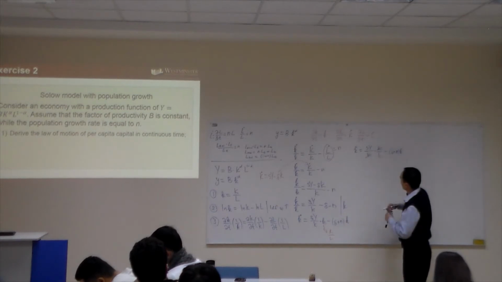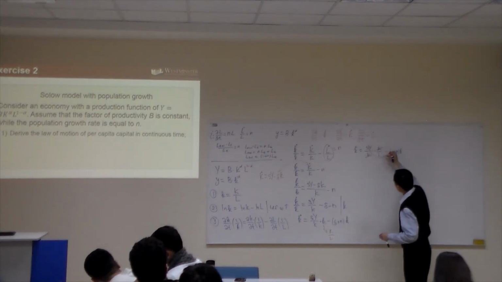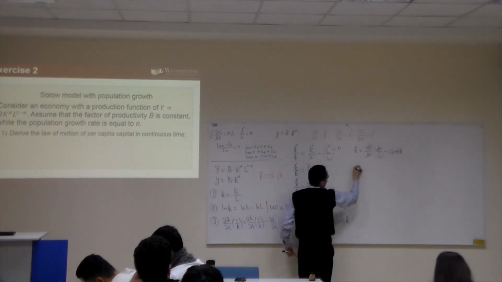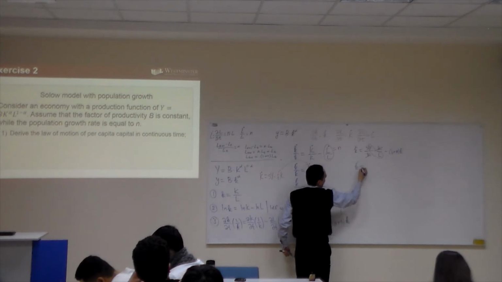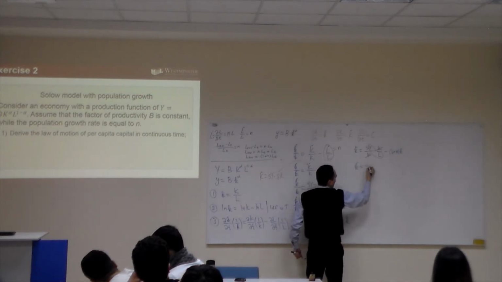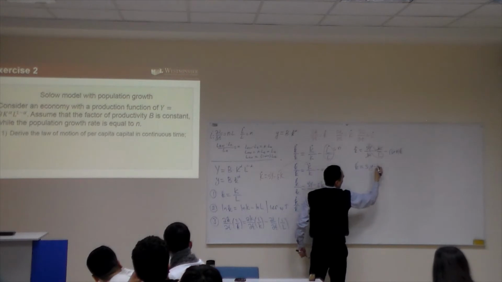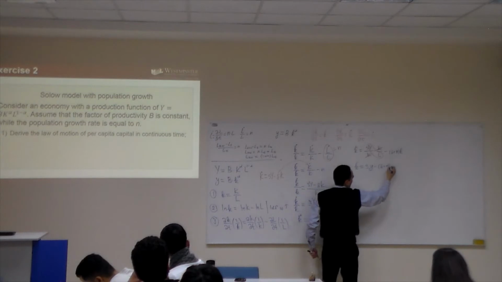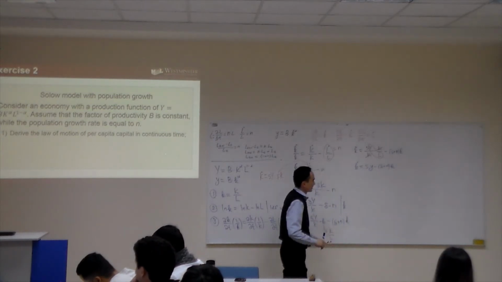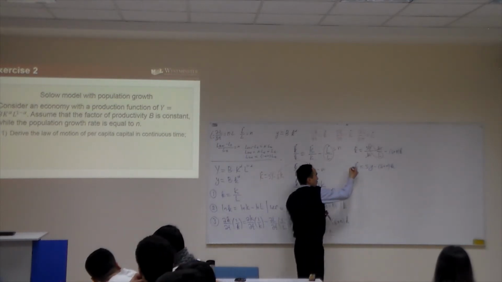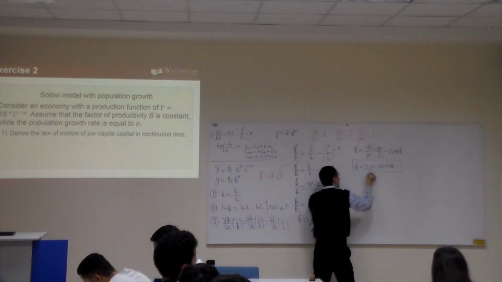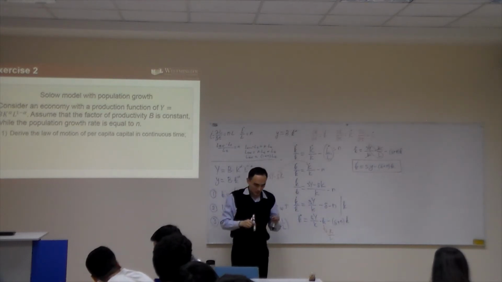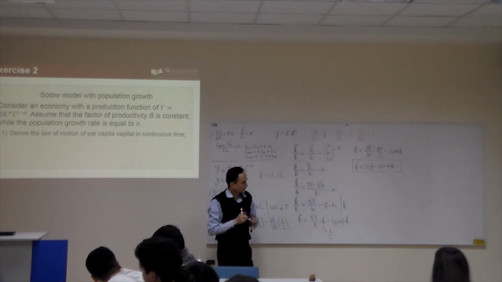We cancel out these two. What we have is per capita output, right? Change in per capita capital is equal to saving rate times per capita output minus depreciation plus growth rate of population times per capita capital. So this is the law of motion of per capita capital when population is growing. Okay? When population is growing.